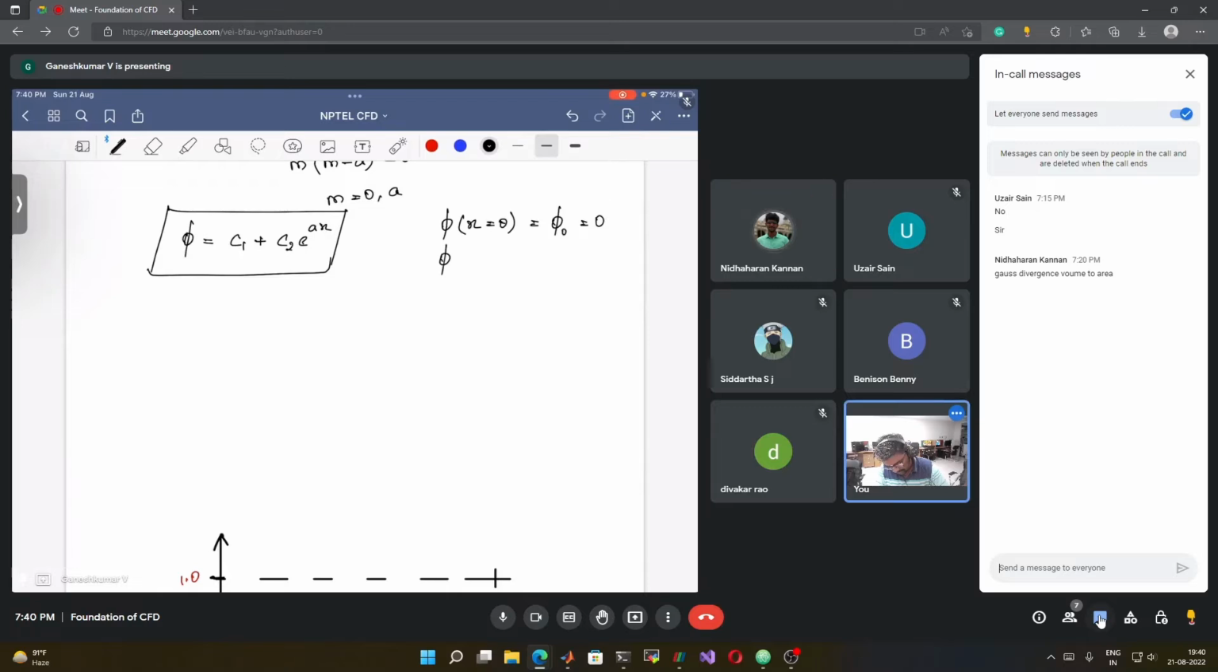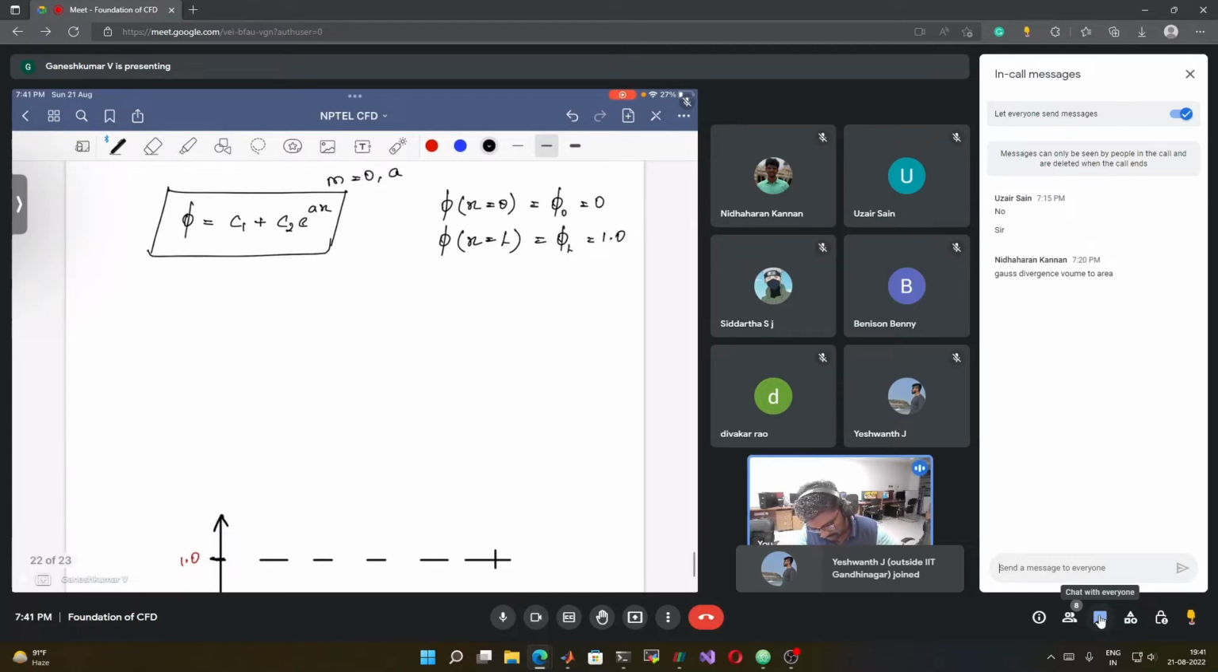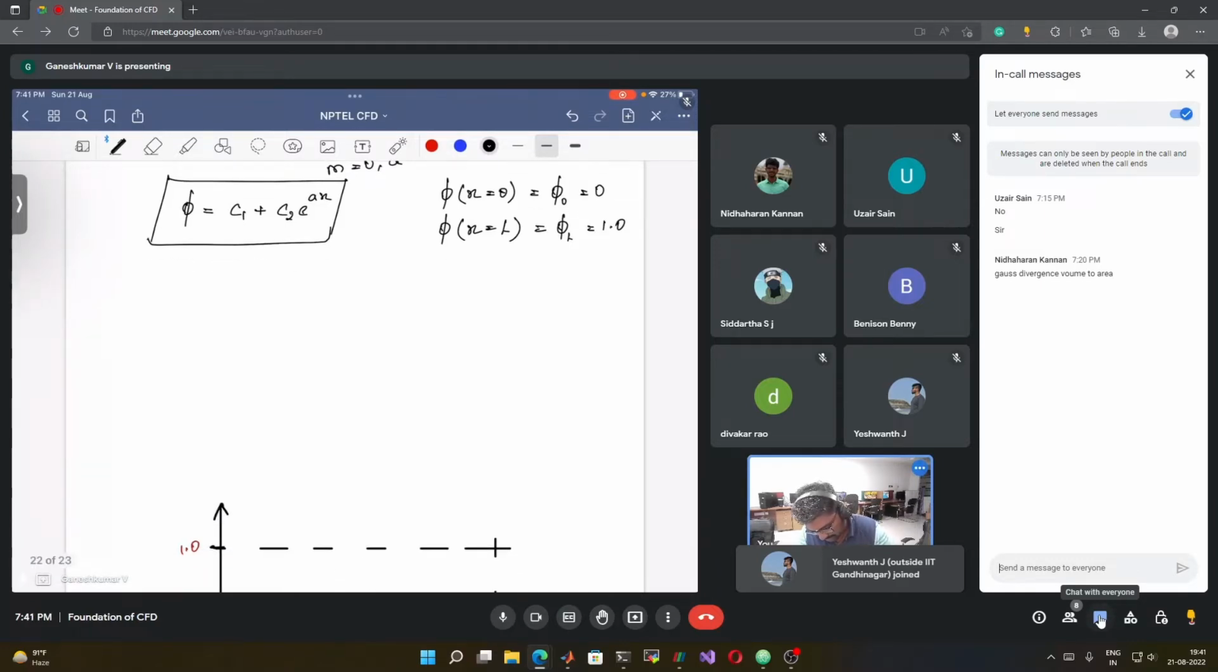So if we do that, phi at x equal to L, phi L is equal to 1. Right. So if you substitute it, in the interest of time, I'm just writing the solution. You all might know this. You all are experts in this anyway.